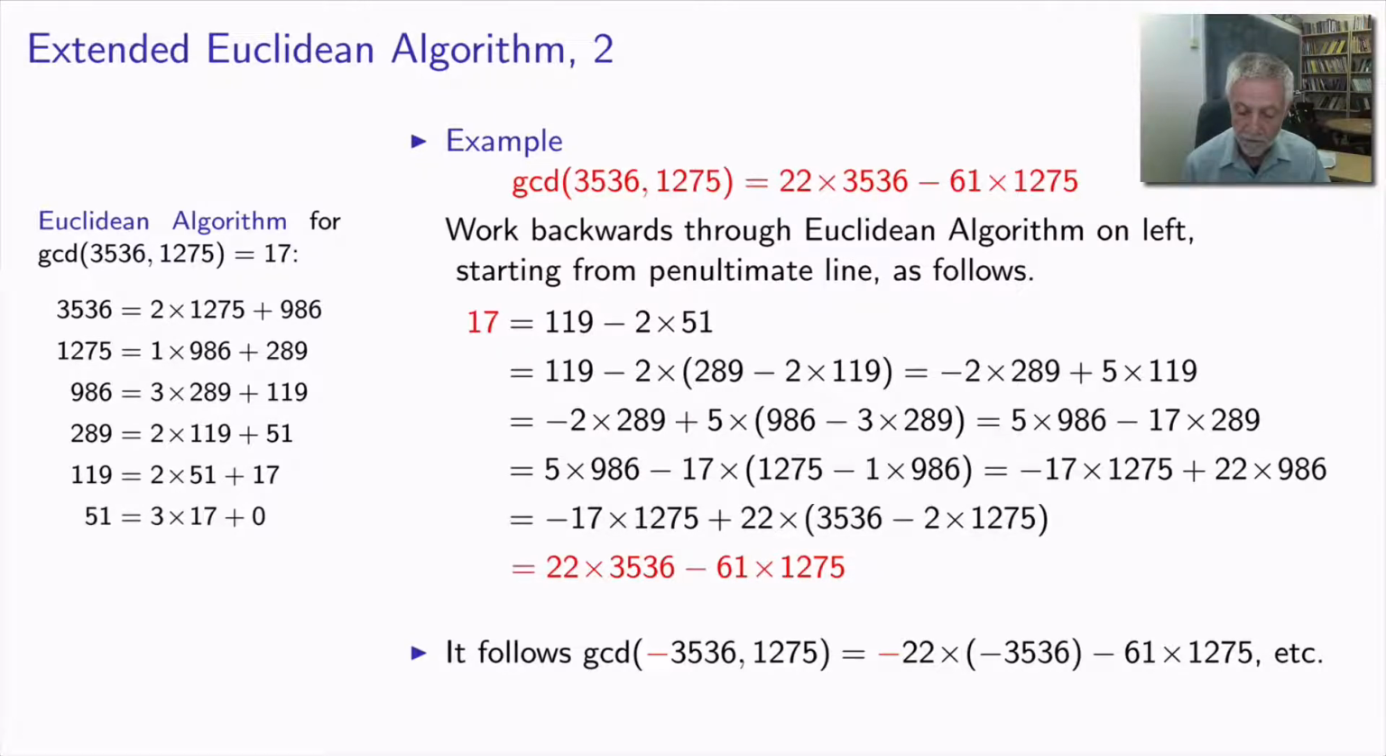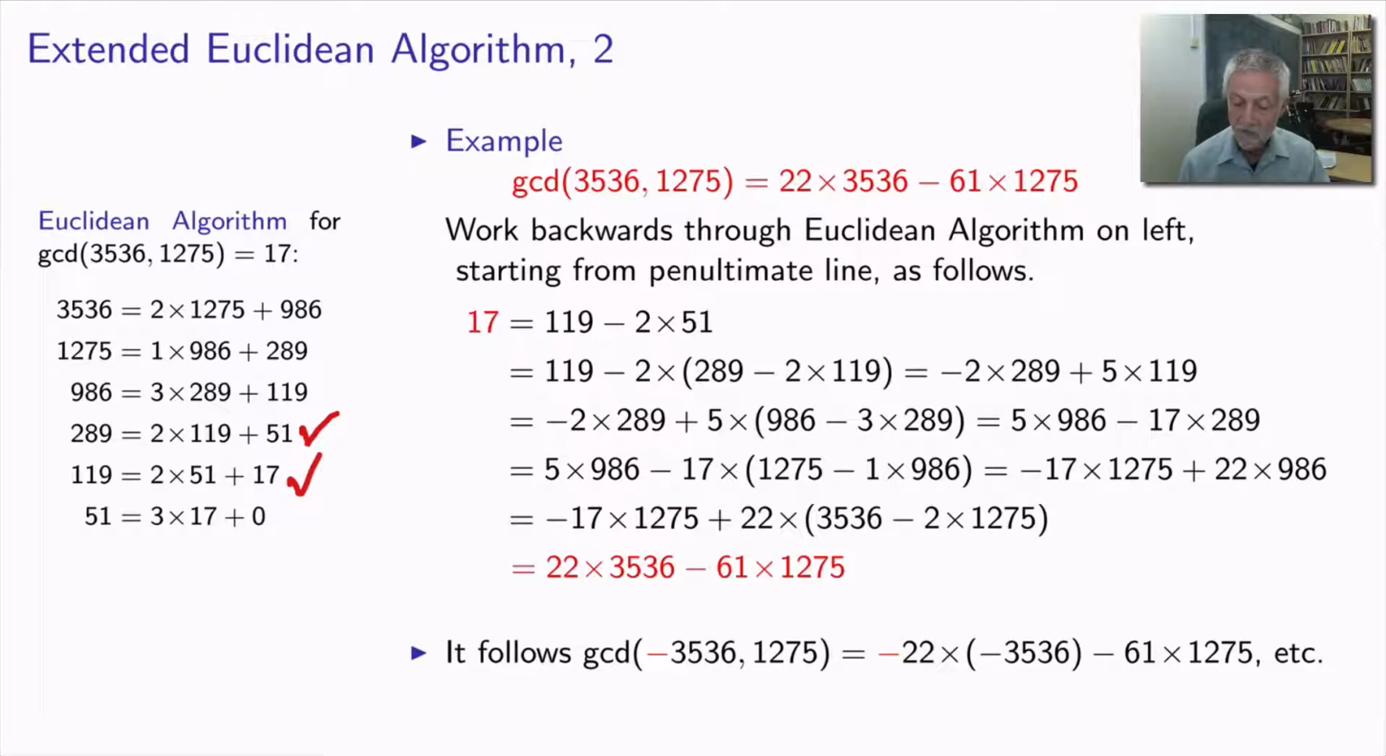So first of all, from this line here, we can express 17 as a sum of 119 and minus 2 times 51. So I'll write that here. 17, which is the greatest common divisor of those two numbers, is 119 minus twice 51. Now, the 51, from here we see, is itself a sum of multiples of 289 and minus 2 times 119. So the 51 we can express here as 289 minus 2 times 119. That's using this line here.